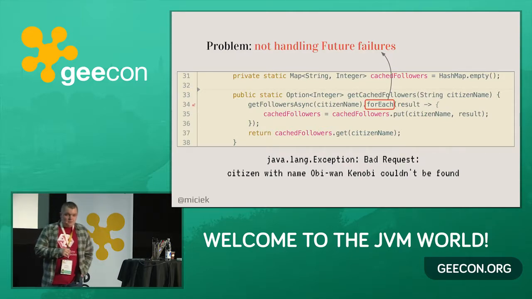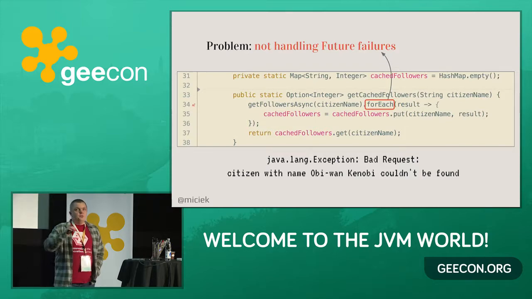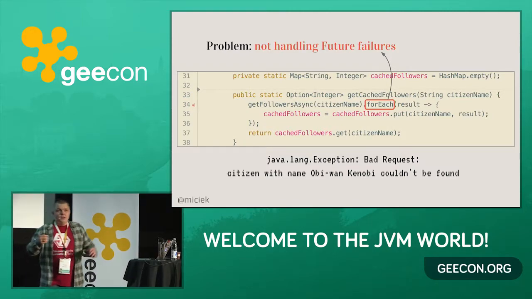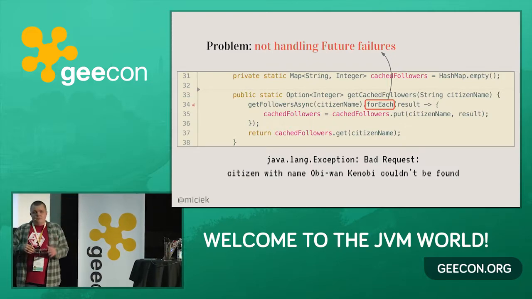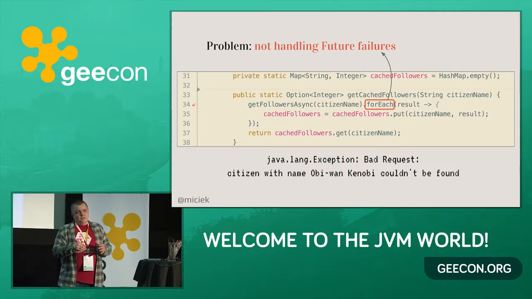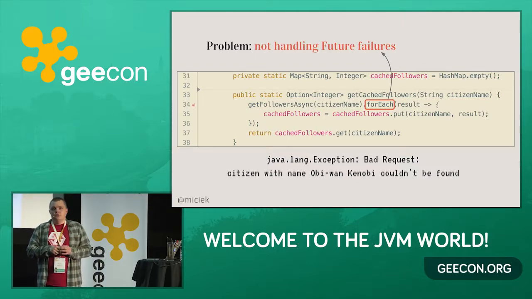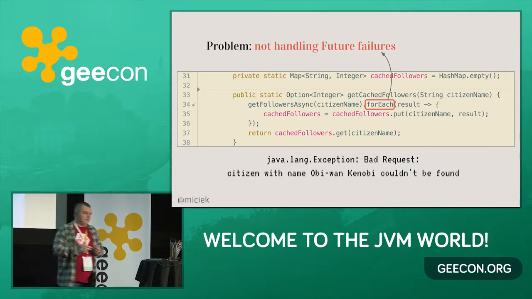And for each, as I said before, in the for each, we provide a lambda that will get executed every time the value is successfully returned, so value in the future. But whenever there is a failure inside this future, so this future completes with a failure, this for each doesn't get executed. So our application will not have this value inside the cache for this particular key. So what can we do with that?